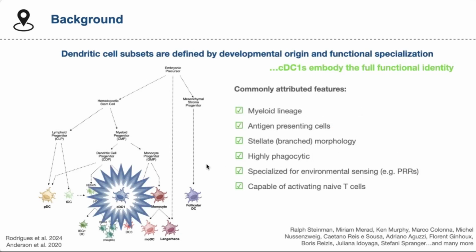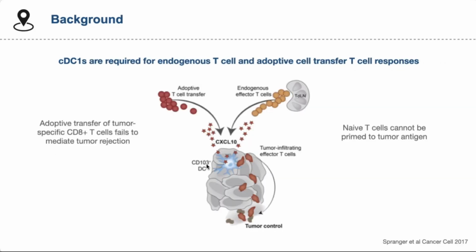Today I'll focus on conventional type 1 dendritic cells, or cDC1s, which really embody the full functional identity of a dendritic cell, and it's the subset that is most essential for priming CD8 T cells and supporting antitumor immunity. In mouse models where cDC1s are genetically ablated, naive T cells fail to be primed to tumor antigen. Even when you transfer pre-activated tumor-specific T cells, those T cells fail to mediate tumor rejection without cDC1s. So clearly, these dendritic cells are indispensable both at the priming stage and within the tumor site.